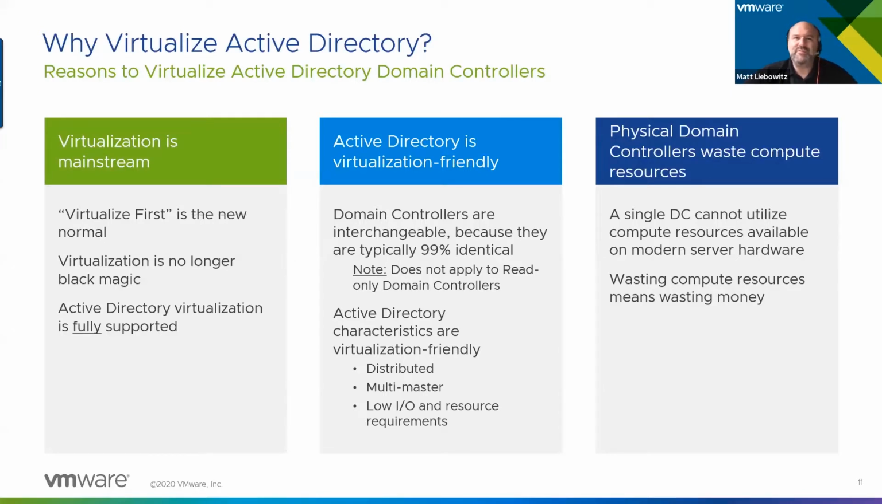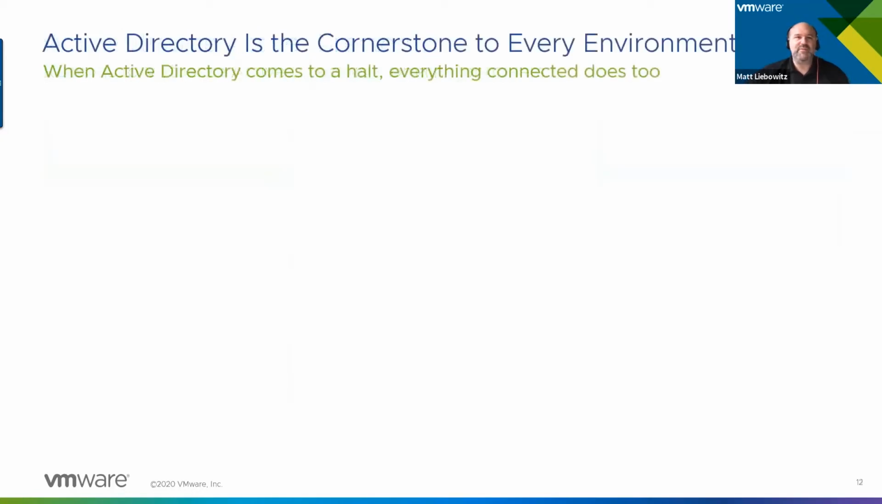The other thing is Active Directory is really friendly for virtualization. Domain controllers, like you just heard Deji talk about, are largely interchangeable. They're mostly identical, so they can be quickly and easily swapped in and out. Their characteristics are very friendly to virtualize. In addition, the model of being distributed, multi-master, and having low resource requirements, which we'll touch on a little bit, makes it really easy to virtualize. And lastly, a single domain controller can't utilize the resources that you find in modern servers today, 512 gigabytes or a terabyte of RAM. So you're really just wasting money if you throw that much hardware at a domain controller, and that's one of the reasons why folks virtualize.